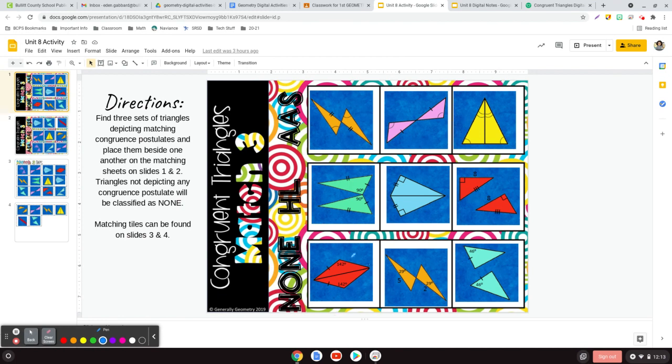If you work through the none row, none of these pairs of triangles give us enough information to be able to decide and apply one of our postulates. So these are all none here.